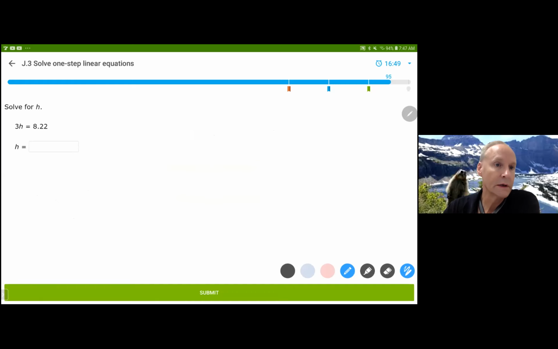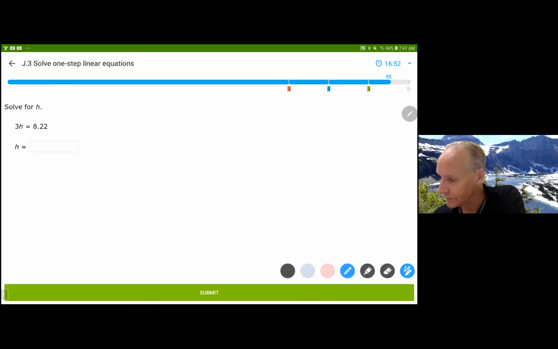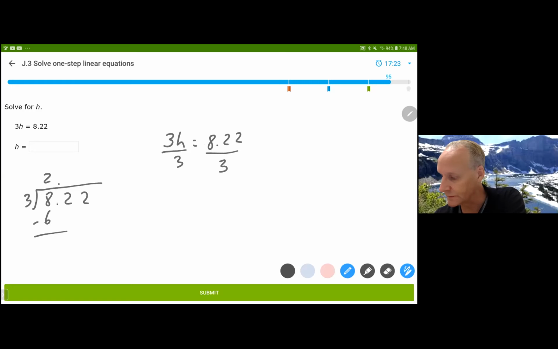Okay, we're going to divide by 3 on both sides. So 3 goes into 8.22. Let's see, it's going to go in 2.74 times. So 2.74. I'll do the division over here. 3h is equal to 8.22. Divide by 3. 3 goes into 8.22. For decimal division, decimal goes straight up, goes in twice. Subtract the 6, you get 22. Put in the 7, you get 21. You have a 12, and it goes in 4 times. That is 2.74.